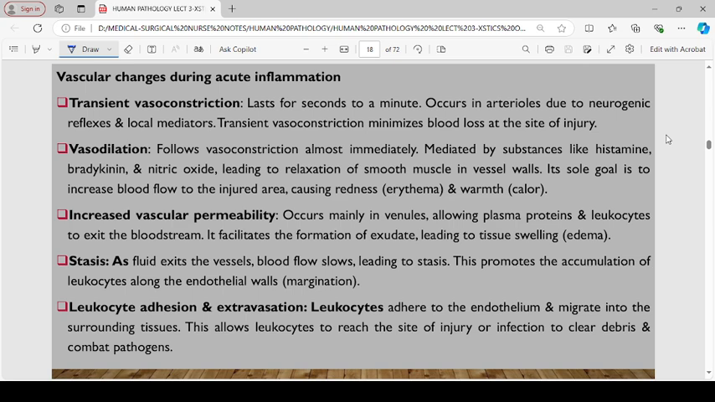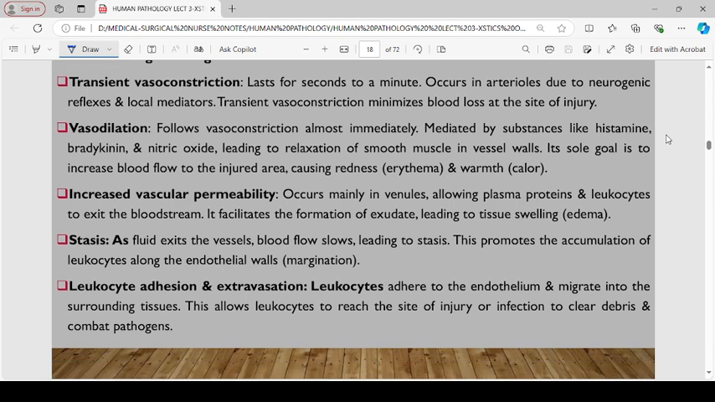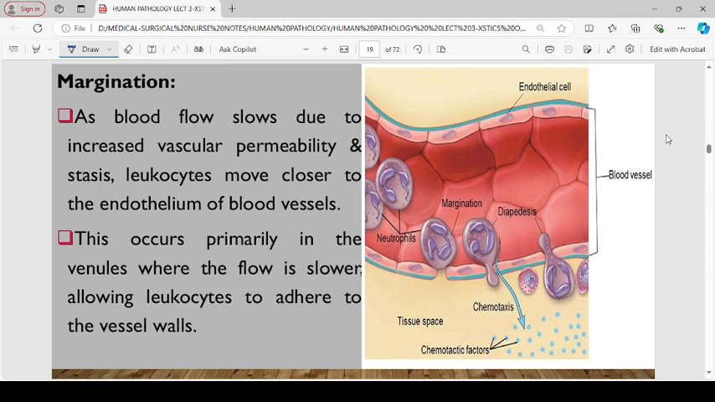Increased vascular permeability is the next step and this one occurs in venules, and this one will allow plasma proteins and leukocytes to exit the bloodstream. It facilitates the formation of exudate, leading to tissue swelling. As fluid exits the blood vessels, blood normally flows slowly, and this leads to stasis. This promotes accumulation of leukocytes along the endothelial walls, what is commonly referred to as margination. Then from there we have the adhesion and extravasation, right?